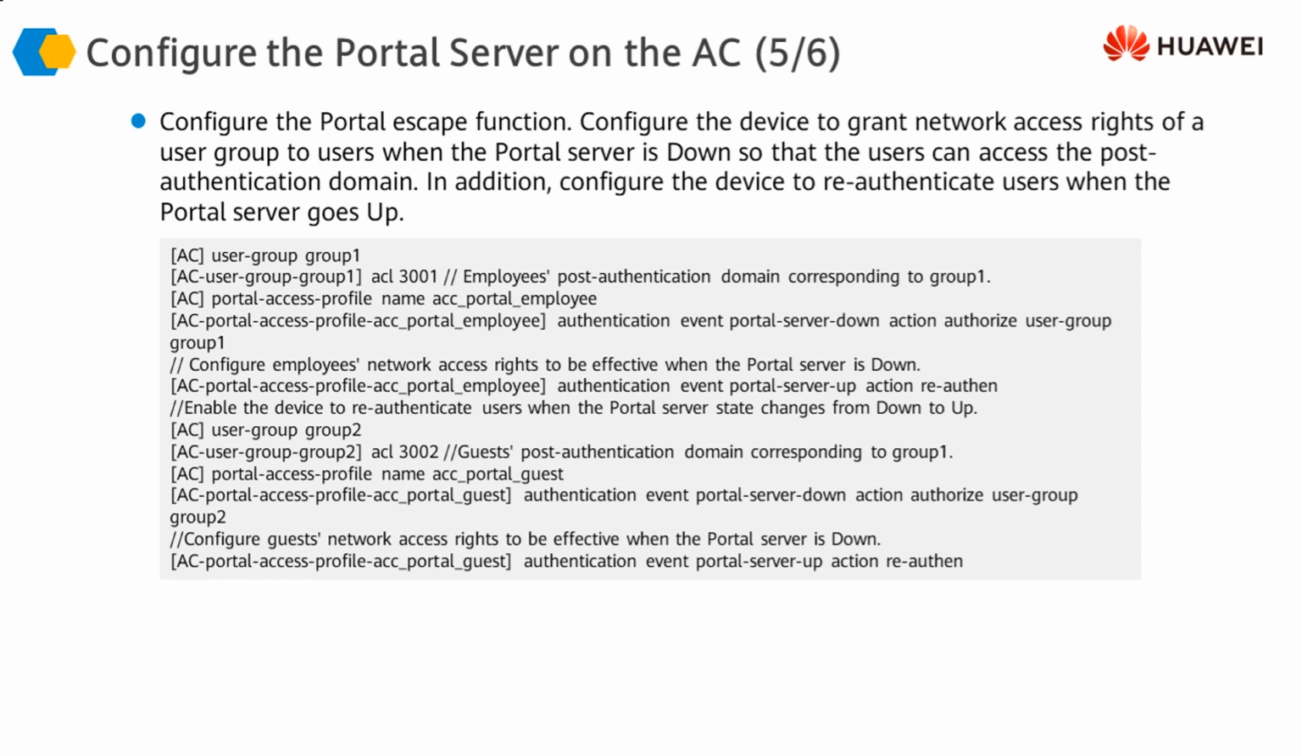So for both group 1 and group 2, group 1 is for employees and group 2 is for the guests, we allow the employees and the guests to access the resources if the portal server is not available and they cannot be authenticated. So this is an optional configuration which we can do.